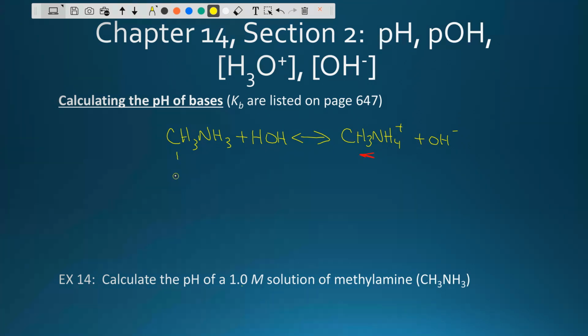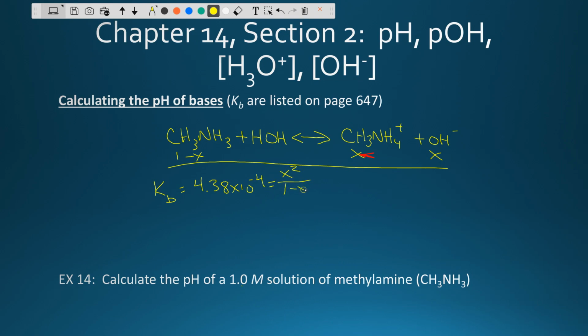It is a 1 molar solution. It's going to lose, and this is going to gain, this is going to gain. And so I would then take a look at these values. Looking this one up, I would see that my KB value would end up being 4.38 times 10 to the negative 4. That's going to equal x squared over 1 minus x. Again, I just looked that value up, and I would see my x equals 0.021. That is my x value describing my hydroxide.